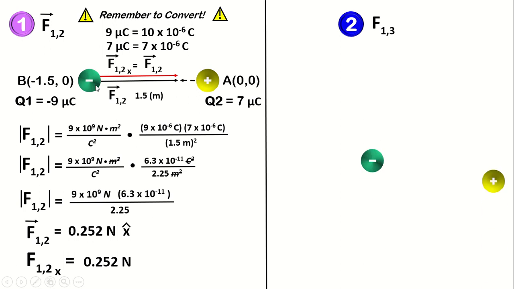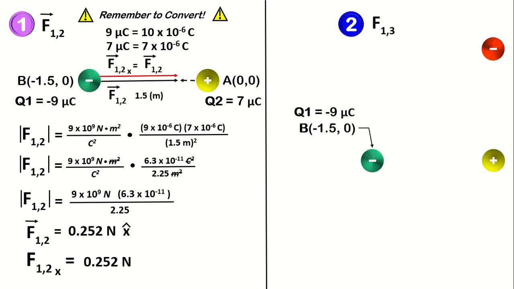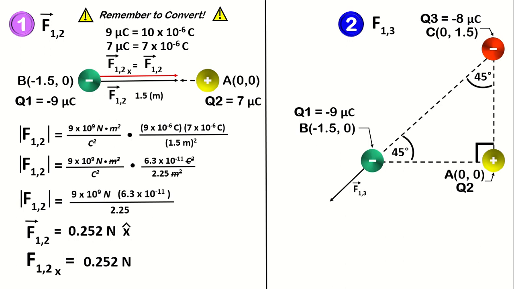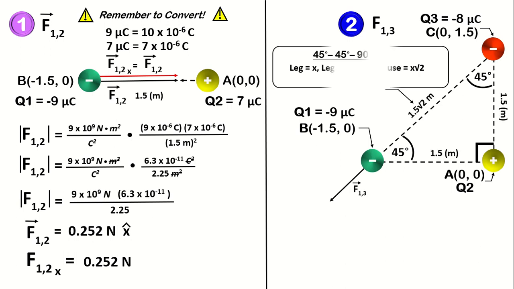Alright, now let's deal with the force on charge 1 due to the presence of charge 3. So here's Q1, here's Q2, and here's Q3. Like we said, Q1 is going to repel Q3 since they're like charges. And we can prove that the distance is 1.5 times the square root of 2, because it's a 45-45-90 degree triangle, where leg equals x, leg equals x, and hypotenuse equals x times the square root of 2. So here it is, as shown.